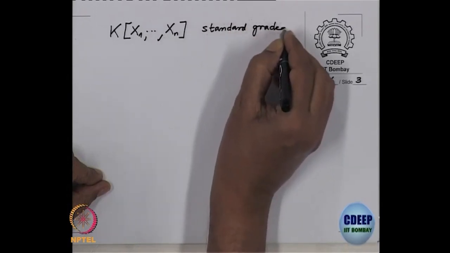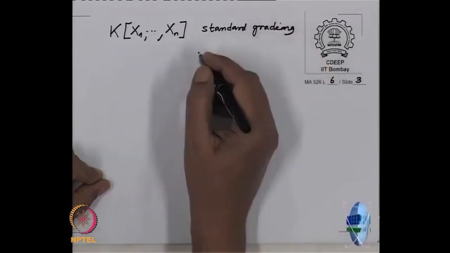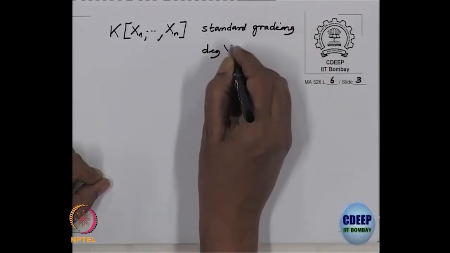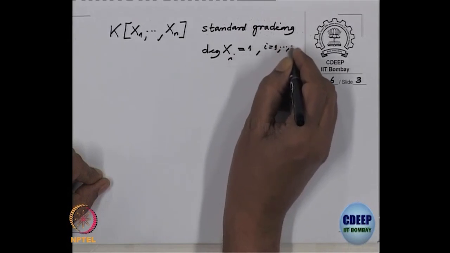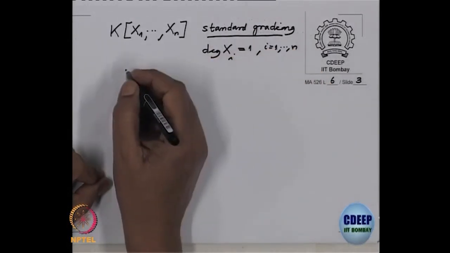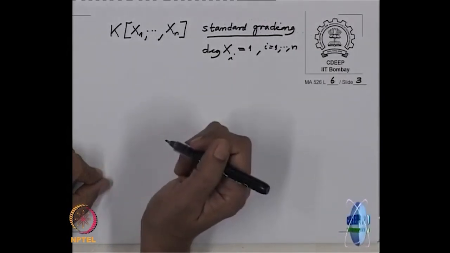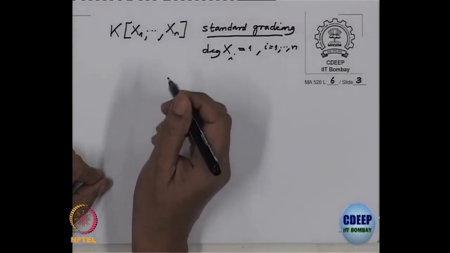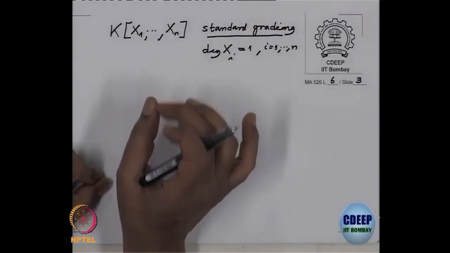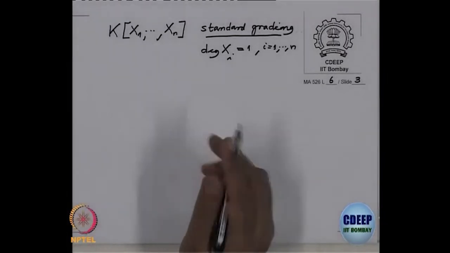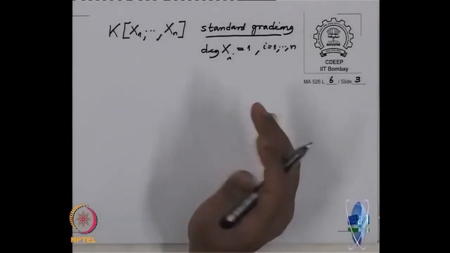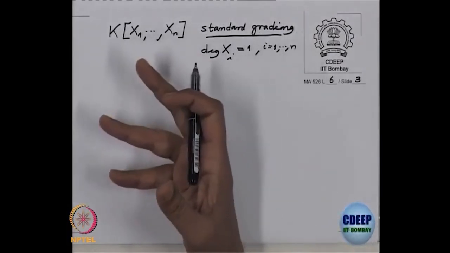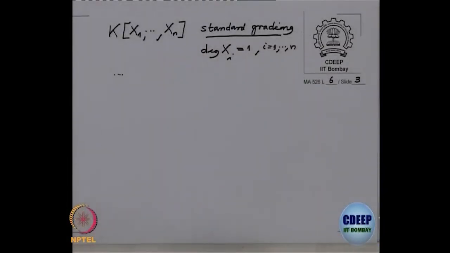Standard grading simply means that to each variable you give a grading, so the degree of variable xi is 1 for all i. This is called a standard grading. With this, the homogeneous components are precisely generated by homogeneous polynomials of that fixed degree. So, those are the homogeneous components. And you can create more examples from the standard graded ring by going modulo the homogeneous ideals. So, there we have enough examples for graded rings and so on.